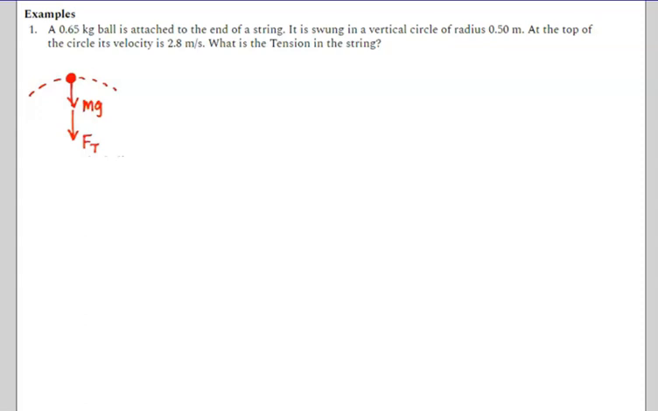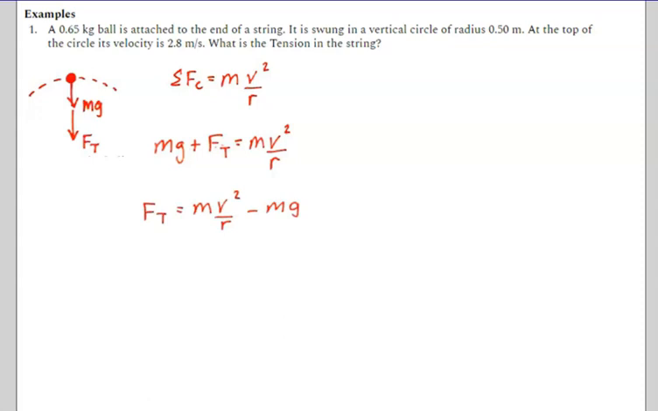The second step would be to resolve any vectors that aren't perpendicular into components, but in this case we can skip that because that's not needed. Third step is apply Newton's second law. So we're looking at the forces that act in the centripetal direction, or radially, and they're going to equal mass times the centripetal acceleration. So our two forces acting in the radial direction are the weight and the tension, and they'll both be positive because they're going towards the center of the circular path. In this case, we're solving for tension, so we'll subtract the weight to get that equation.